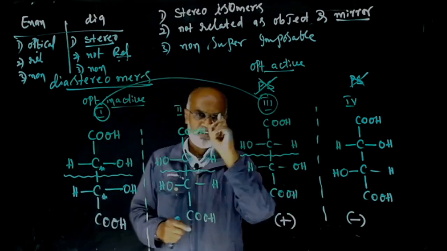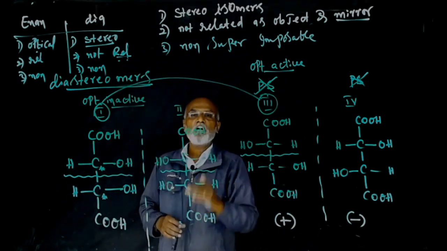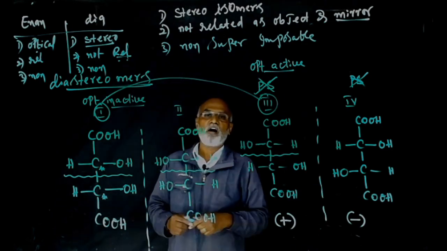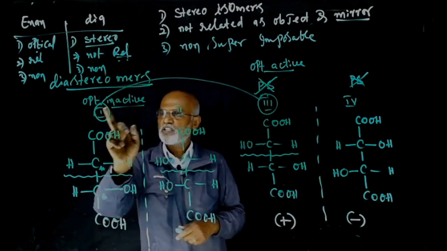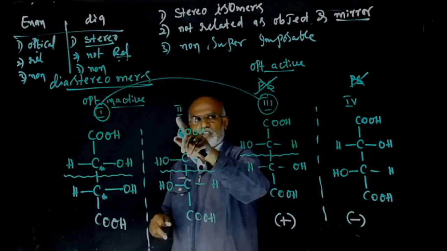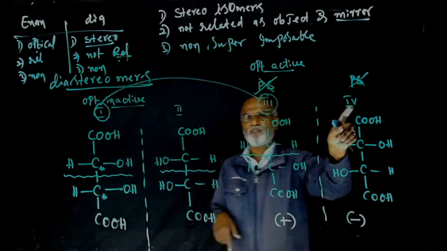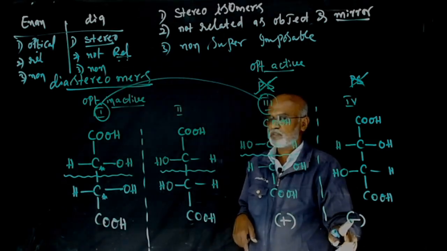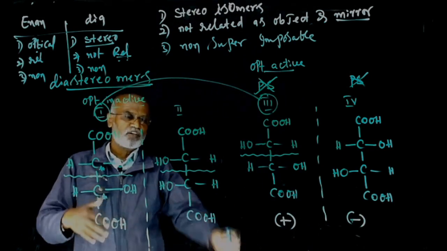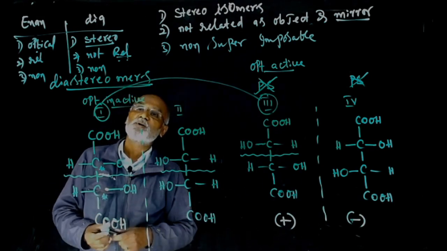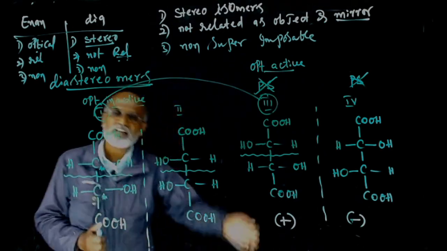A pair of stereoisomers, not related with each other as an object and mirror image, and non-superimposable on one another, are called diastereomers. Therefore, structure 1 and 3 diastereomers, structure 1 and 4 diastereomers, structure 2 and 3 diastereomers, structure 2 and 4 diastereomers. Structure 3 and 4, they are enantiomers. Structure 1 and structure 2, they are mesoisomers. Mesoisomers are optically inactive even with chiral carbon atoms.